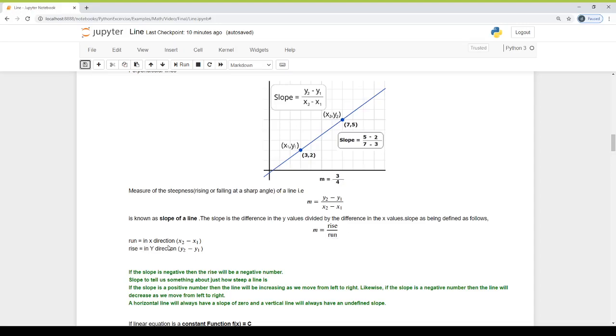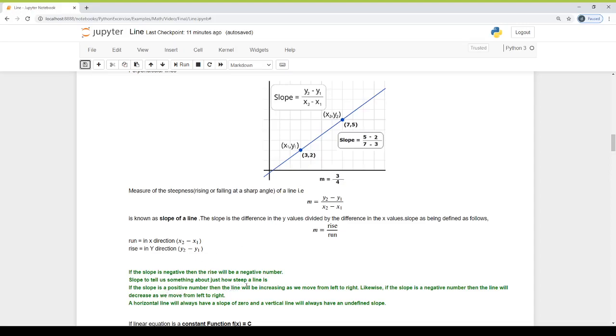So run is in the x direction, that is x2 minus x1, and rise is in the y direction, that is y2 minus y1. So slope is how sharply the line is rising or falling. It is also the steepness of our line. How steep is our line? We can calculate it by knowing the slope of the line. If the slope is negative, then the rise will be a negative number. That means we will go from upward to downward as we go from left to right.